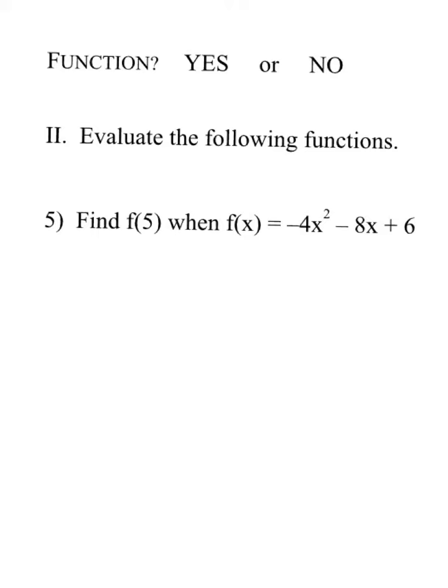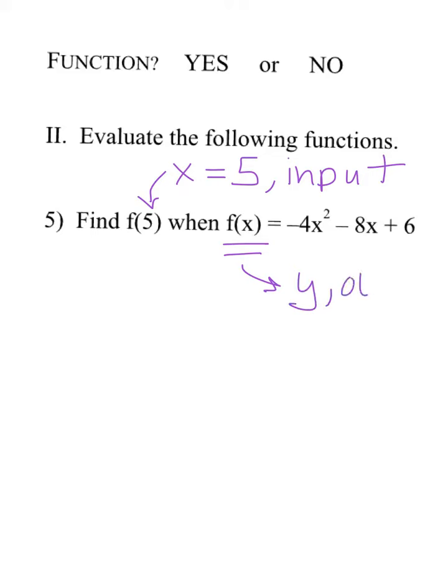The next question says, Number 5, find f of 5 when f of x equals -4x to the second minus 8x plus 6. So because we have f of 5, 5 is the value that's within the parentheses. So 5 is our value of x, or our input. Now it's asking us to find f of x. F of x is our output, or y value.